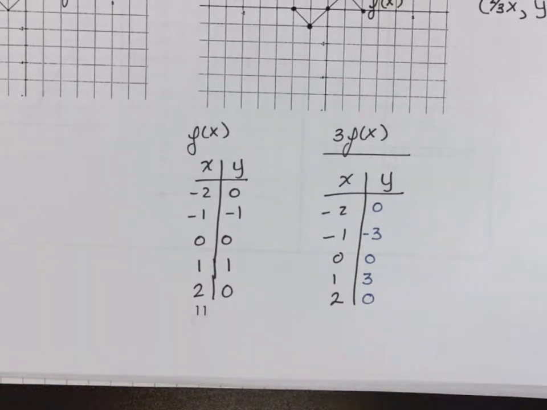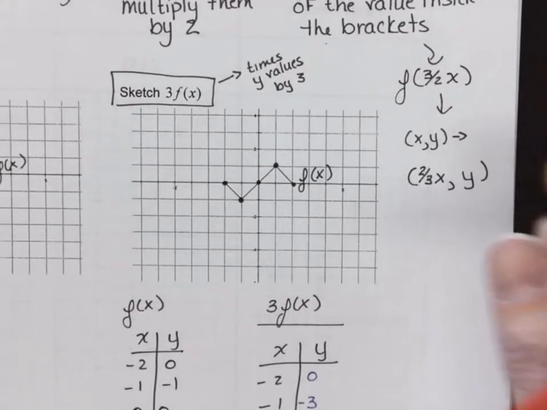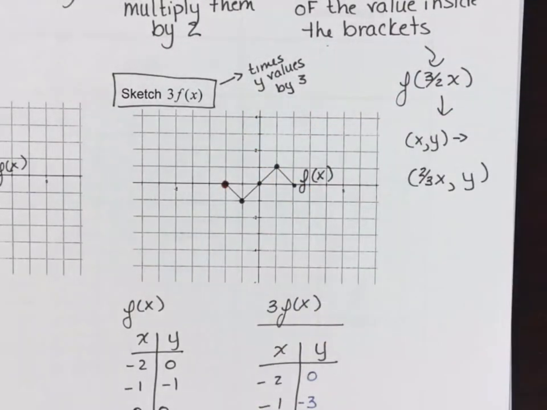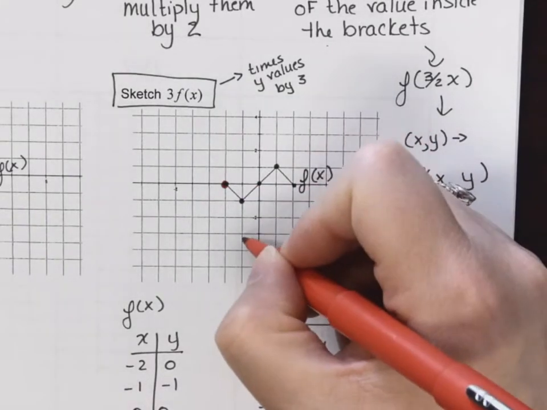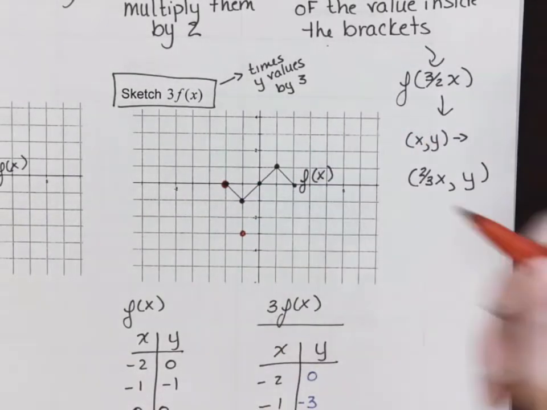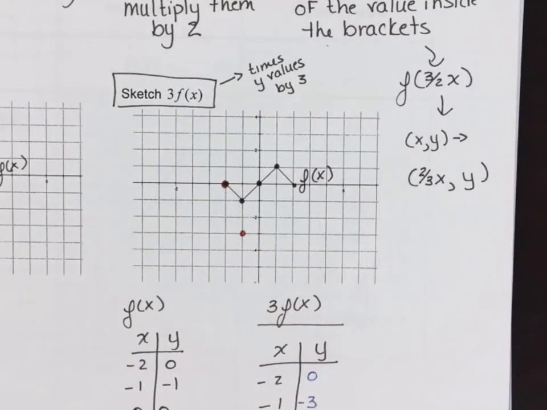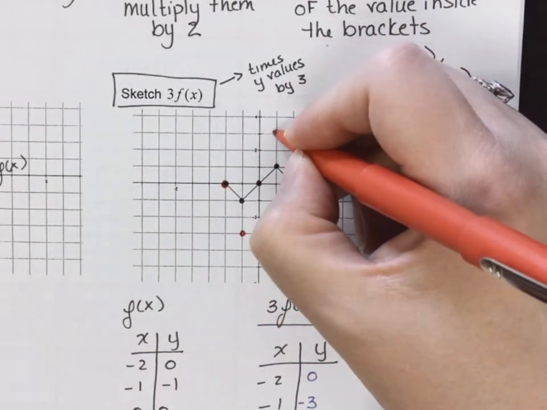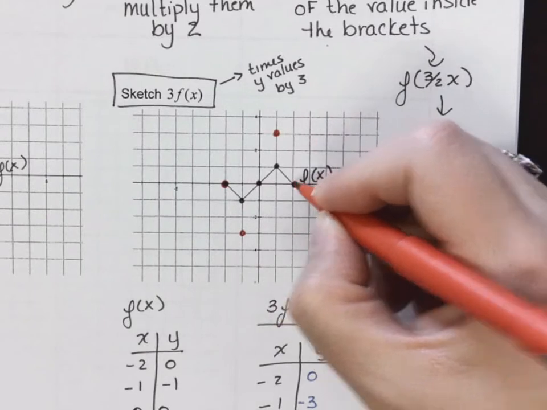I'm just trying to find a color that will actually show up. All right, so now I'm going to plot those points. -2 and 0, right there. -1 and -3. 0, 0 stayed the same. 1 and +3. And then this one stayed the same.